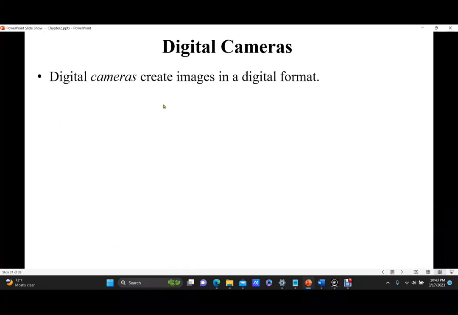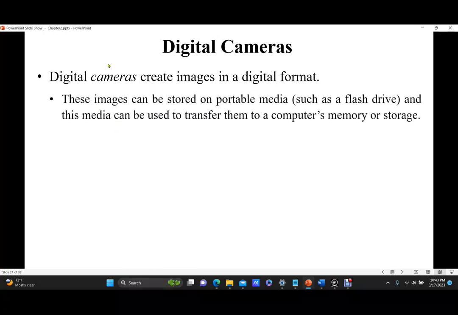Digital cameras create digital images in a digital format. These images can be stored on portable medium, flash drives, and so forth, and this portable medium can be used to transfer the images to a computer or storage unit.